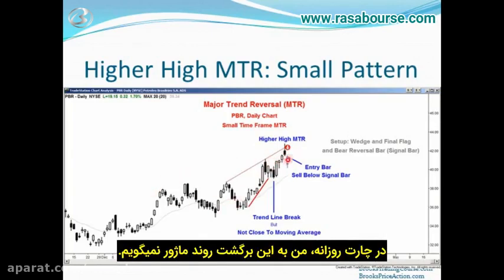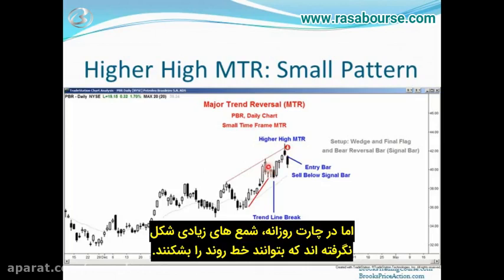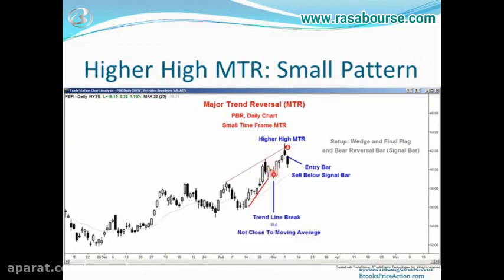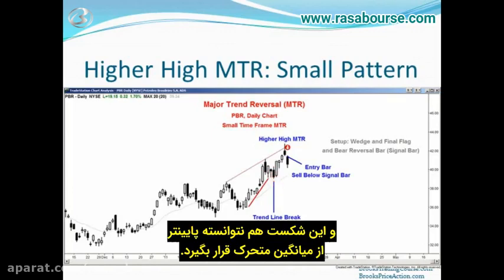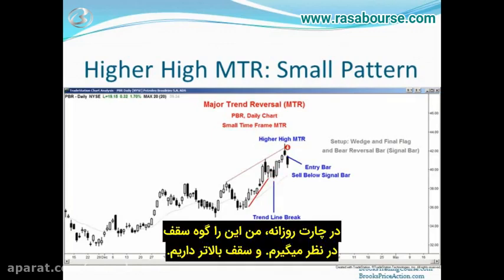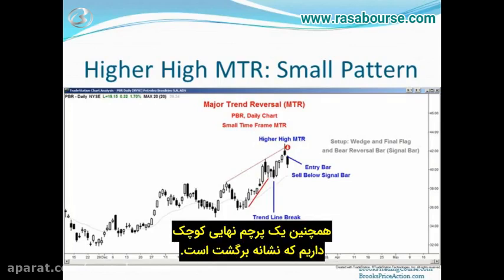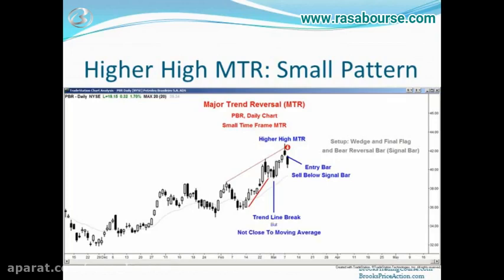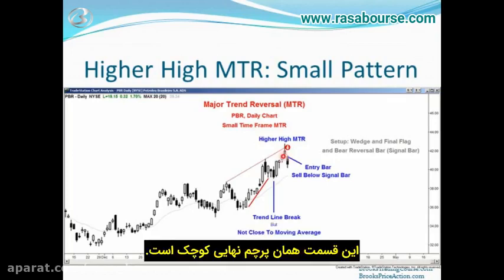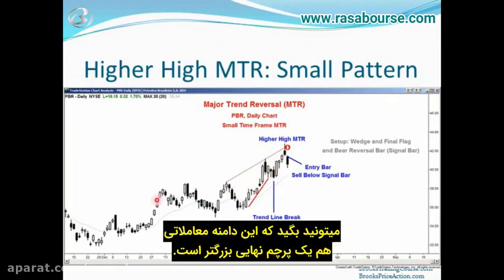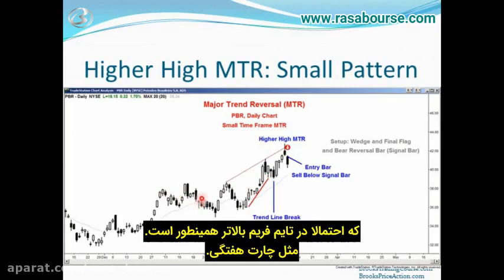On the daily chart, I would not call this a major trend reversal. Maybe on a 60-minute chart it's a major trend reversal, but on a daily chart there are just not enough bars breaking the trend line, and the break did not go down to the moving average. On the daily chart, I would consider this to be a wedge top and higher high and a small final flag reversal. And this would be the small final flag. You could argue that this trading range is potentially a larger final flag, and it probably is on a higher time frame chart like a weekly chart.